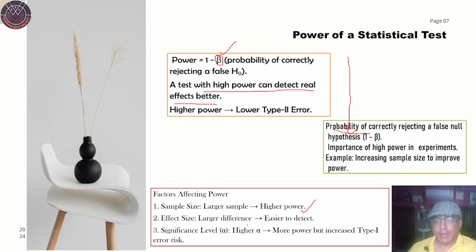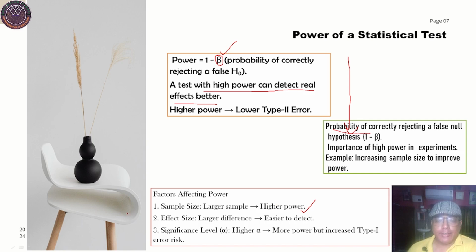Larger effect size, difference easier to detect. So if the difference is high, then also we will be able to detect the effect. Suppose the difference between the achievement of the experimental group and the achievement of the control group is very high, then also you will be able to see the effect.